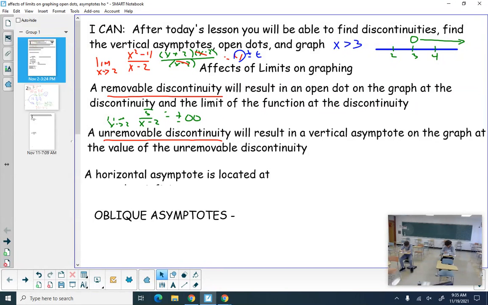So graphically, if we can remove the discontinuity, we're going to get an open dot there. If algebraically we cannot remove the discontinuity, then we're going to get a vertical asymptote on our graph.